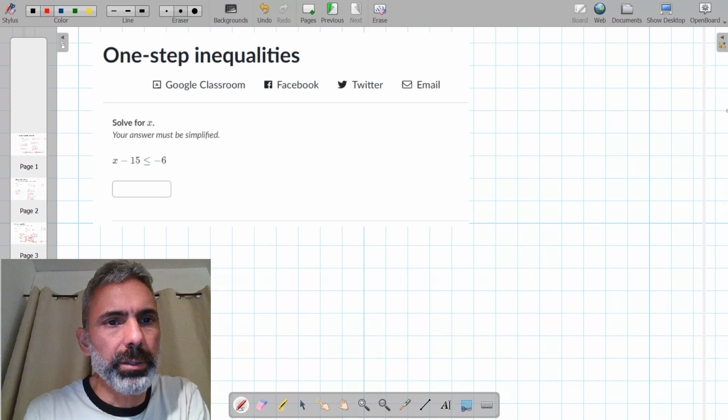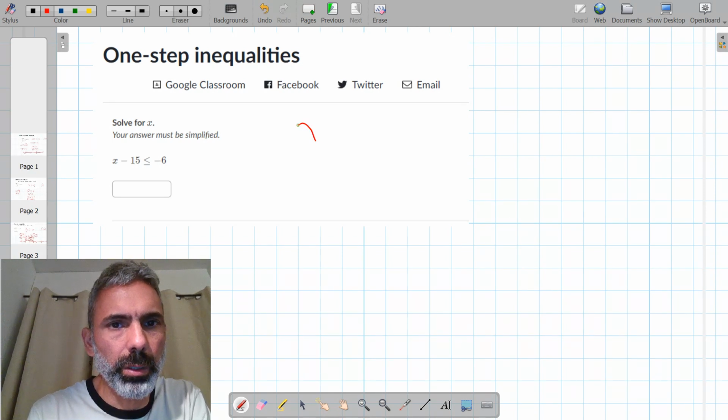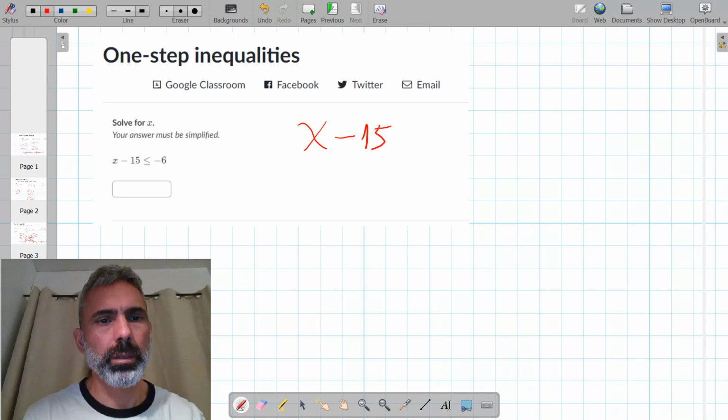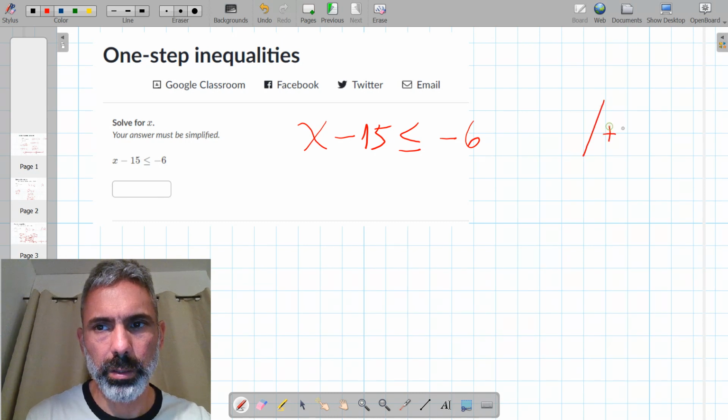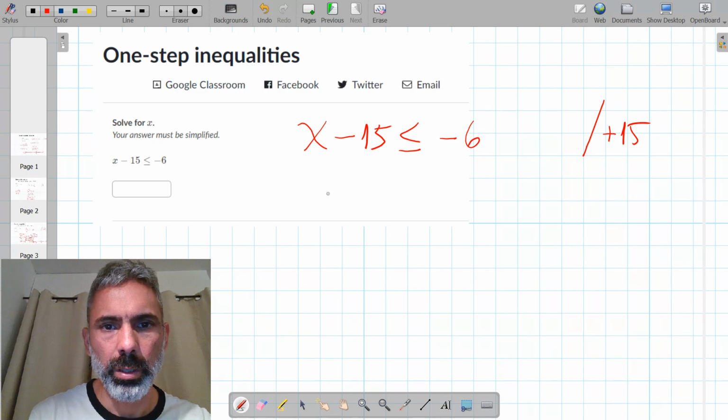Solve for x. Your answer must be simplified. So the inequality says x minus 15 is less than or equal to minus 6. So to isolate the x on the left hand side of the inequality, I'm adding 15 to both sides of the inequality. So on the left hand side I'm left with x. So x is less than or equal to minus 6 plus 15.